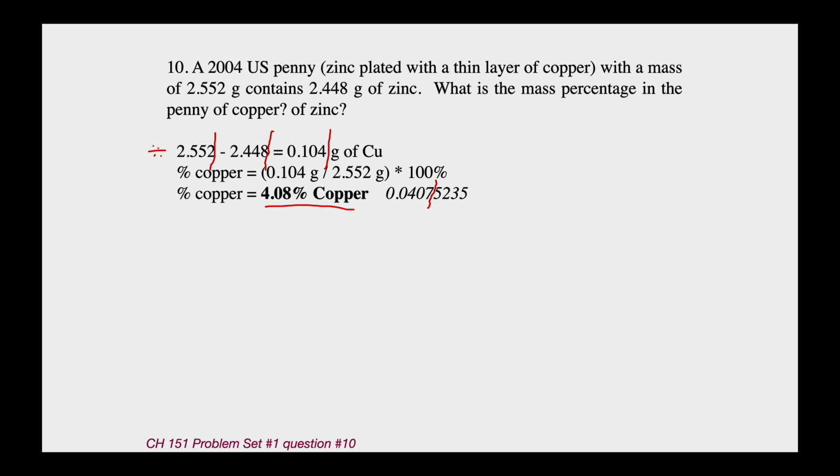This number, the first number to be dropped, is between 5 and 9, so you raise the 7 to the 8. And again, if you multiply by 100%, 4.08% copper. Percent zinc is even easier. We've already got the numbers for that. 2.448 divided by 2.552 grams of zinc divided by grams of everything times 100%, 95.92% zinc. All right. And again, cutting it off at 4 sig figs this time because both of the numbers we have here are 4 sig figs.